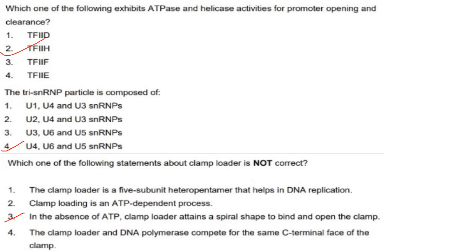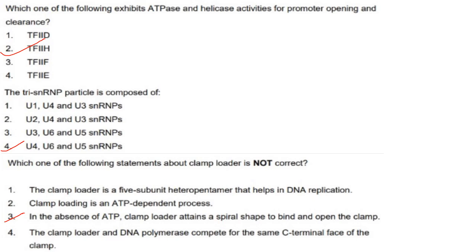The tri-snRNP particle is composed of. So snRNPs are small nuclear ribonucleoproteins and they are involved in splicing of pre-mRNA in eukaryotic cells, and the splicing removes the introns and joins the exons. So the tri-snRNP particle is composed of U4, U6, U5 snRNPs. Answer is option 4. Then next one.